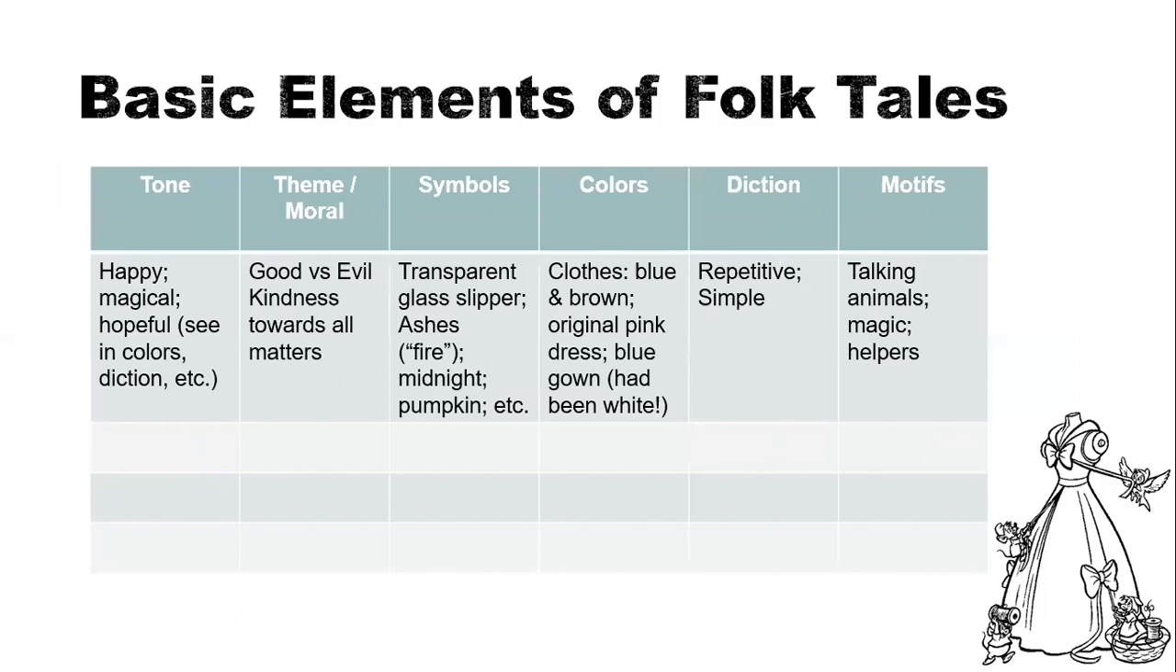The theme and the moral, I tend to say always, the moral of the story is always good. There's good versus evil, and good will triumph. Kindness towards all matters. If you're kind to everyone, you will win in the end. The symbols are, of course, the transparent glass slipper. So something that shows it all, which I find very interesting, because she needs to hide herself to be seen. But in the end, the prince falls in love with who she really is, of course.